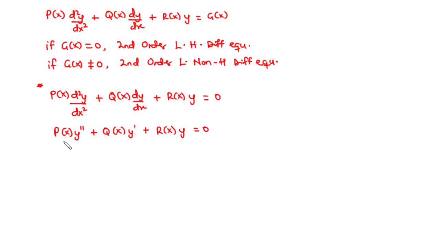Now, considering that p, q, and r are all constant functions, or better still, they are constants, then we can represent the differential equation by replacing p of x with a, q of x with b, and r of x with c. Mind you, a, b, c are all constants. So we are going to have a times y prime prime plus b times y prime plus c times y equals 0. Now let's consider a trial solution.